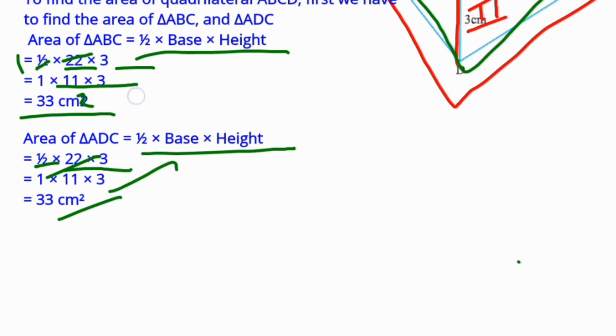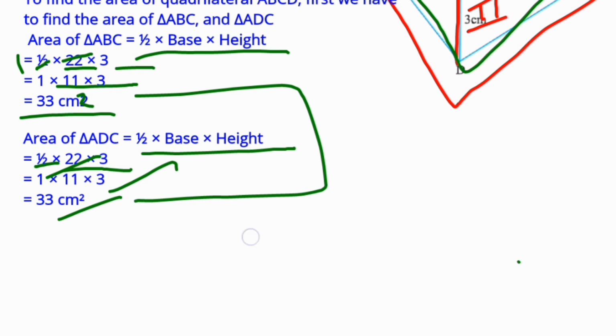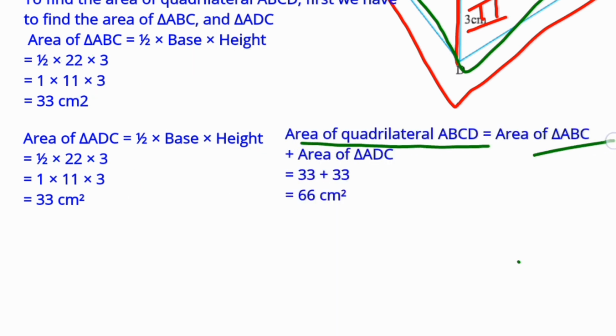Now the area of the quadrilateral is the sum of these two triangles. Area of the quadrilateral is equal to area of triangle ABC plus area of triangle ADC. We will add them and 33 plus 33 is equal to 66 centimeters square.